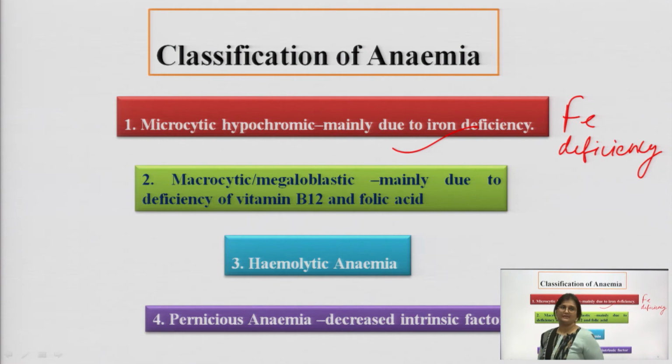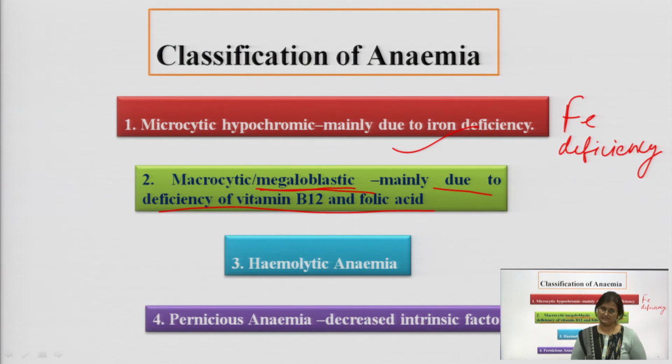The next form of anemia is macrocytic anemia. This is also known as megaloblastic anemia. It is mainly caused due to the deficiency of vitamin B12 and folic acid.